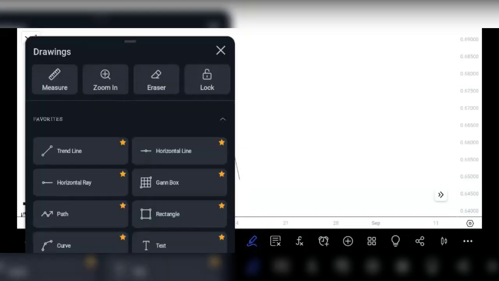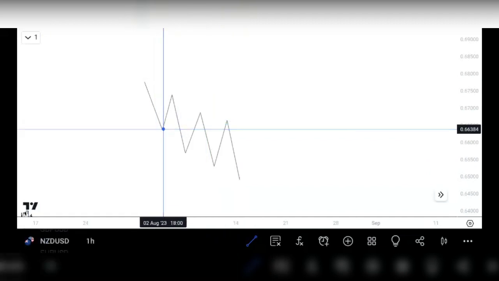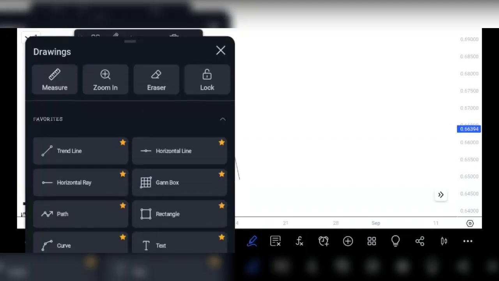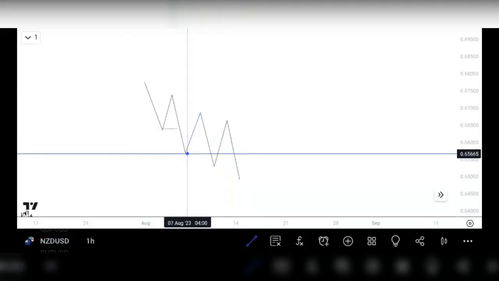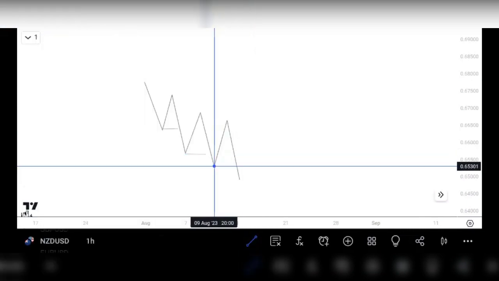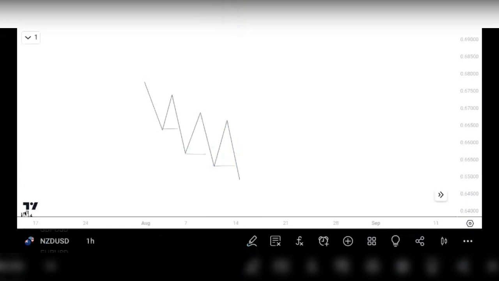Now look at this. Look at the break of structure I'm talking about. This is break of structure, more like inducement liquidity. Break of structure, break of structure, break of structure. Now, after this, an order flow has been created.